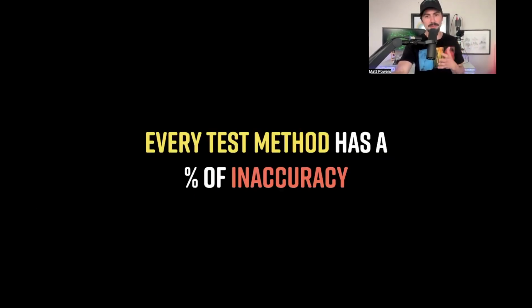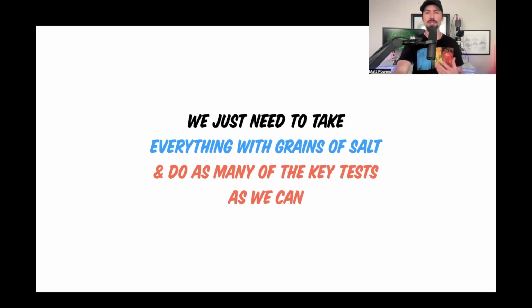Because the reality is every test method has a percentage of inaccuracy. So I do holistic testing. I want a 360-degree view through the tests rather than a single side, a two-dimensional understanding. So we just need to take everything with grains of salt and do as many tests as we can. I have a base minimum amount of things that we need to do, of course. But if you've got the budget and you're working with some large clients, then do the DNA testing too. Do the things that are expensive that you can't do at the home scale, garden scale.